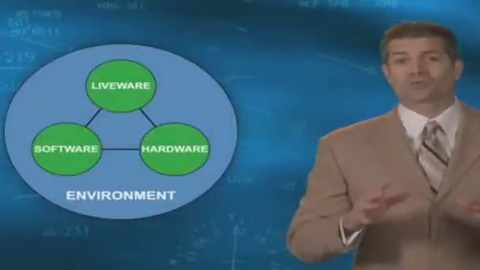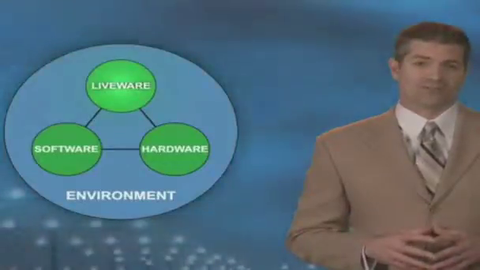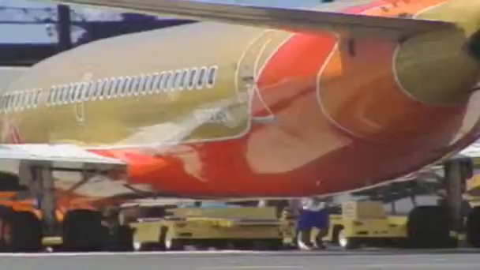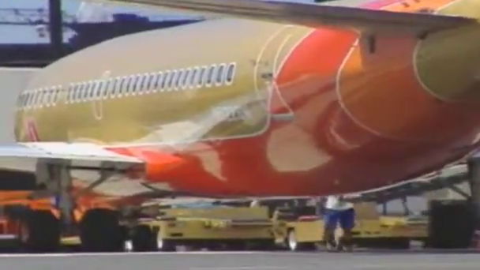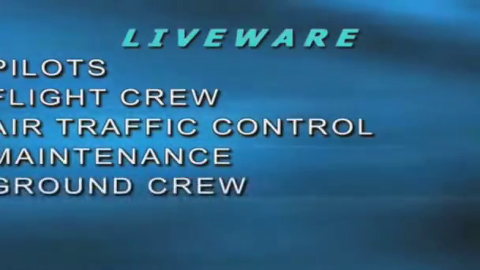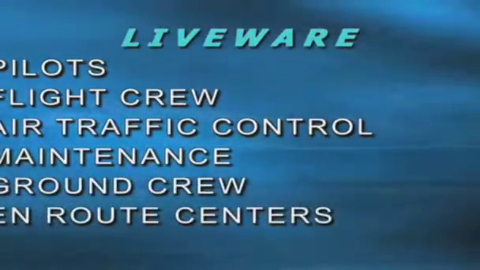The last and fourth component of the shell model is L, pertaining to liveware. Liveware represents the different individuals at work in an aviation environment. Liveware is the pilots, flight crew, air traffic control, maintenance personnel, ground crew, and people working in the en route centers.